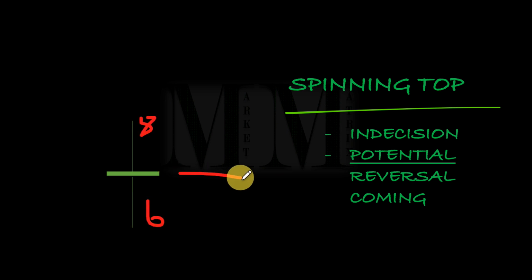This means the price opened here. Buyers tried to send it here. Sellers tried to send it here. But the price closed not far from where it opened. What this shows us a lot of times is a potential reversal coming. Again, this is an indecision candle, meaning it's not decided. The bulls aren't in control. The bears really aren't in control. But depending where you see this candle can signify a reversal.